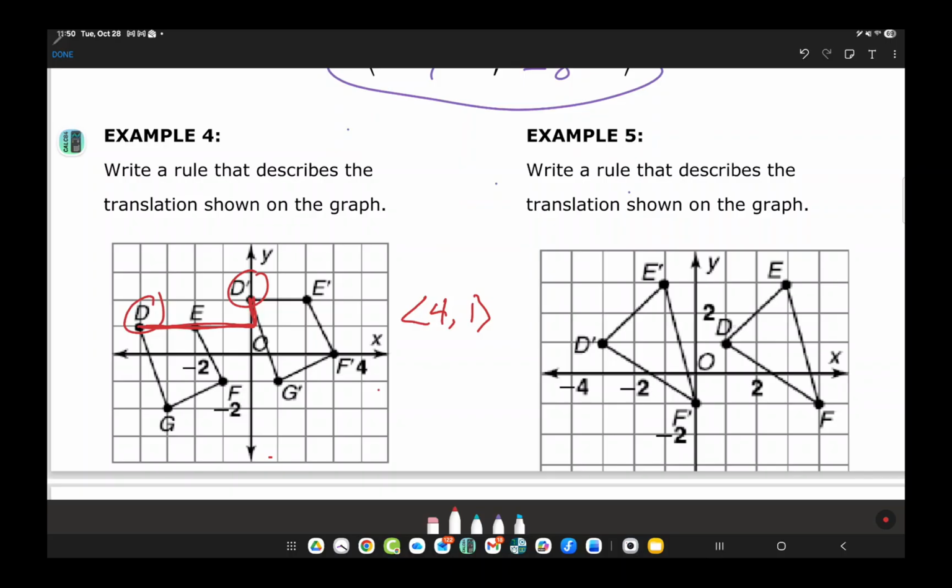Now, D to D prime here is going to the left, which means it is going to be negative. But it also doesn't go up or down, which means my change in y is 0. So how much to the left does it go? 1, 2, 3, 4. So -4, 0. And that is the lesson.